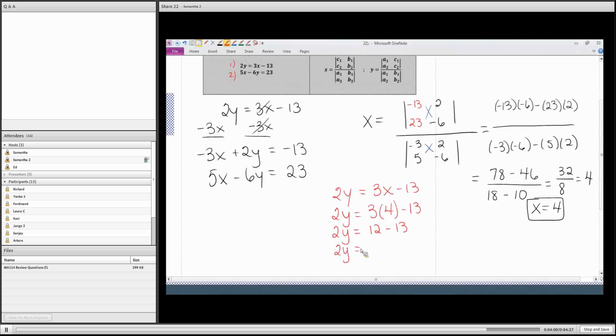2y is equal to negative 1. 12 minus 13 is negative 1. The last step, divide both sides by 2. y is equal to negative a half. x is 4, y is negative a half. Always make sure you put parentheses around your variables when you're substituting into equations. Any questions?